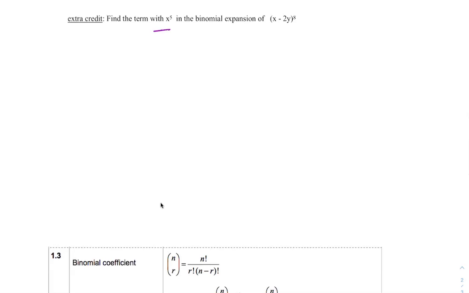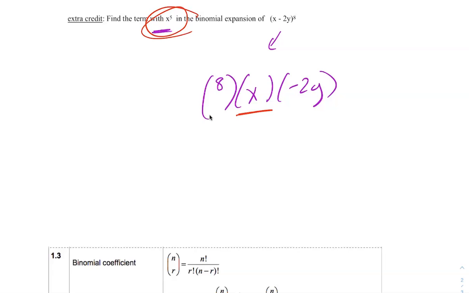Find the x to the fifth term of the binomial expansion. One of my favorite questions in the world. So remember, the way we do this is write what you know. I know for sure it's going to be an 8. First term will be an x. Second term will be a 2y. We want x to the fifth. So here's my x. You have to make that a power of 5. This power and this power have to add to 8, so it makes this a 3. Which, if that's a 3, that makes this a 3.